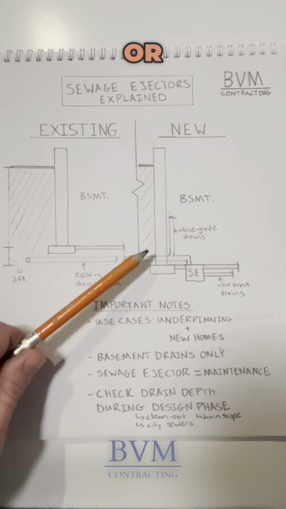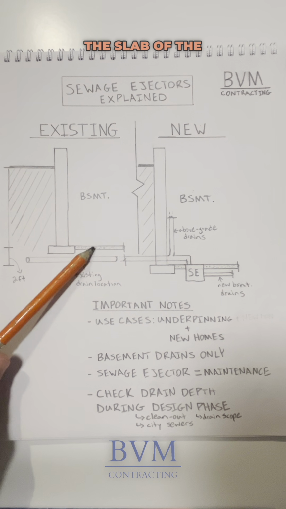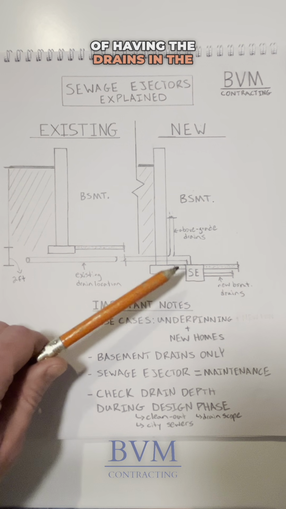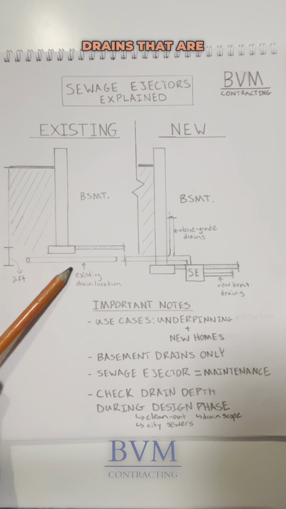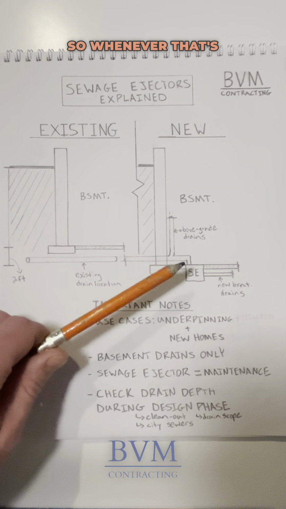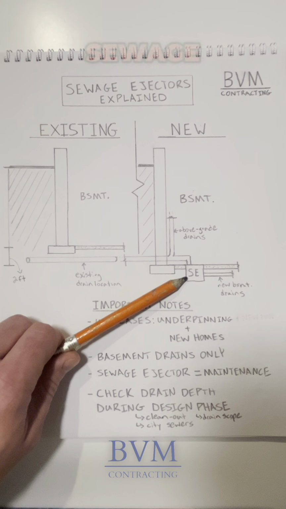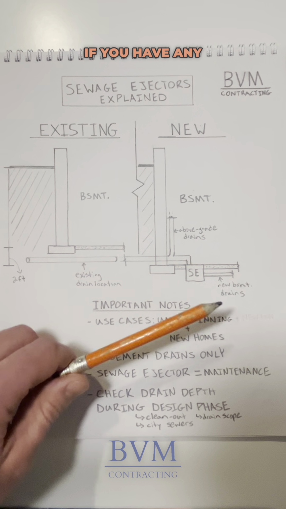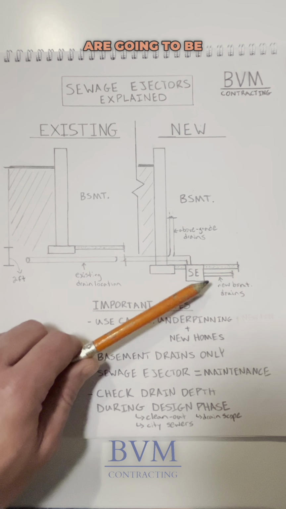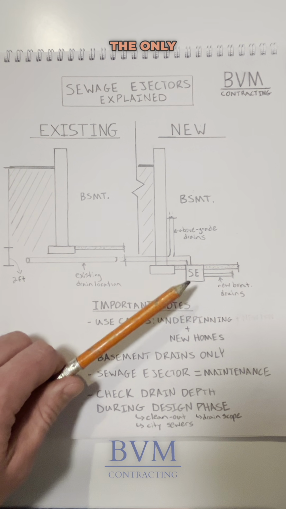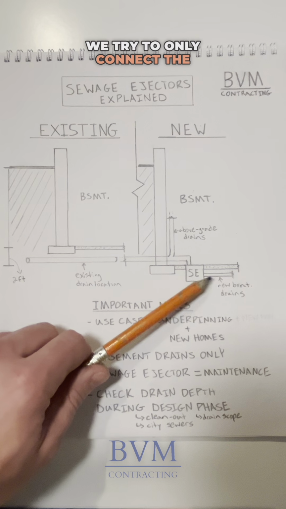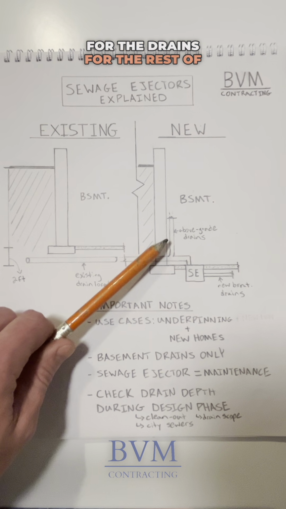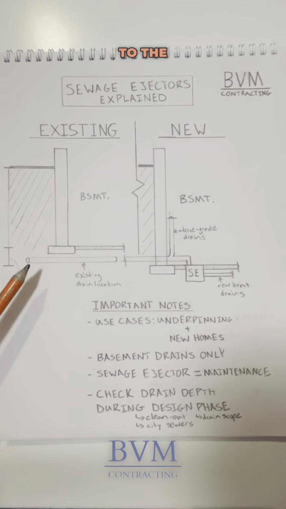Whenever the foundation or the footings get dropped, and as a result the slab of the basement gets dropped, you run the risk of having the drains in the basement sitting lower than the drains that are heading out into the city. Whenever that's the case, all you have to do is install a sewage ejector to the new basement drain. So if you have a bathroom, a kitchen, or any plumbing in the basement, those drains are going to be connecting to the sewage ejector. The only caveat here is we try to only connect the basement drains to the sewage ejector, and anything above grade for the rest of the house is gravity fed out to the city sewers.